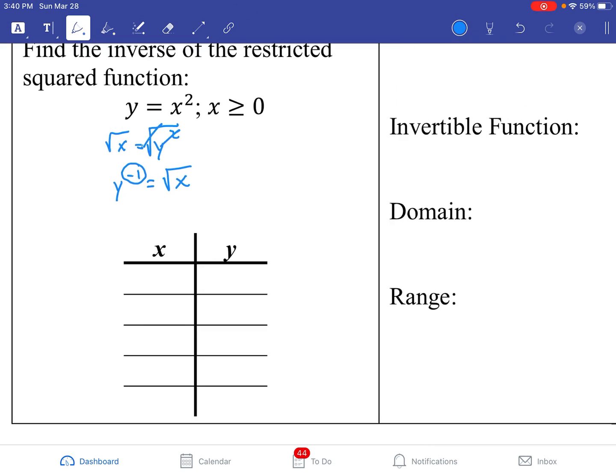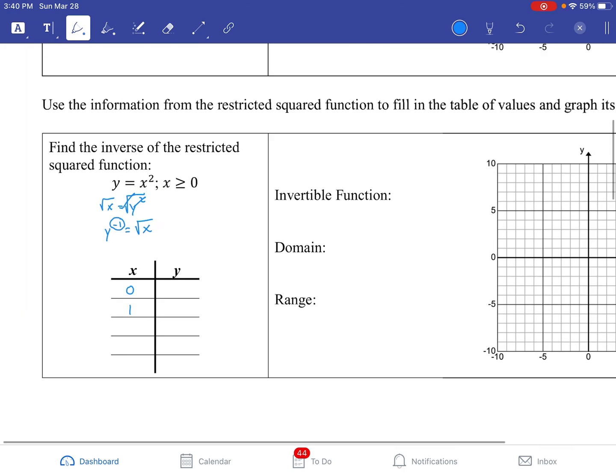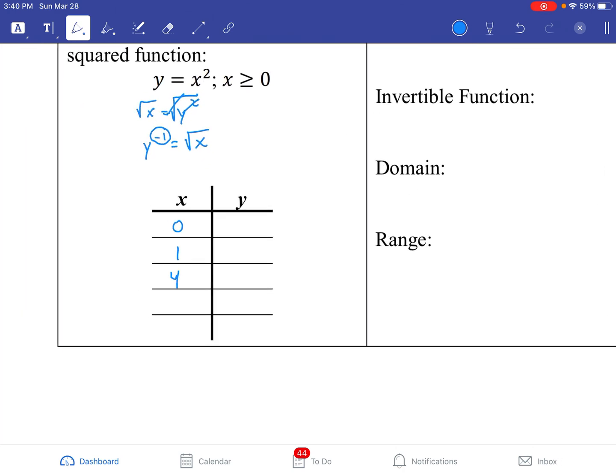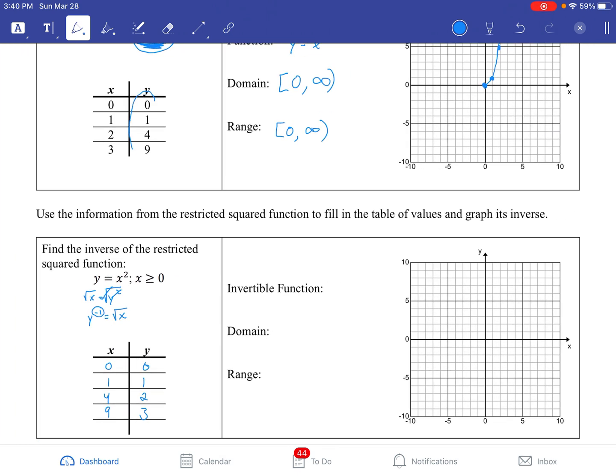All right, so if we look at this, we're still being restricted for a specific reason. If we put in 0, 1, 4, and 9, we'll get the y values of 0, 1, 2, and 3, because we square rooted all the x terms. You can see that with the values in our chart, we took the y values and made them the x values, and the x values became the y values. So this is what happens when you do an inverse. You switch the values around.